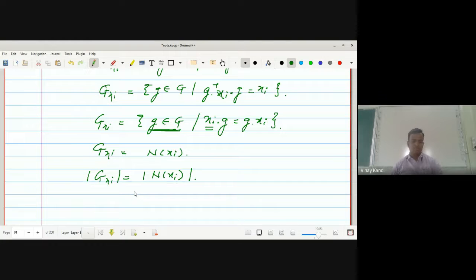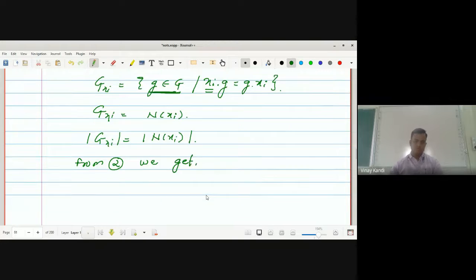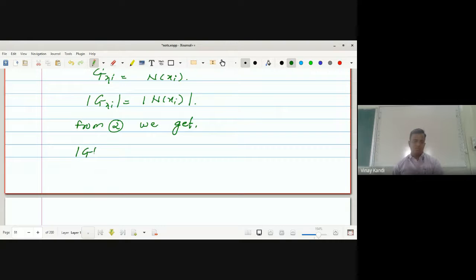So putting this in equation 2, from 2 we get: order of G is equal to order of Z of G plus summation i running from s plus 1 to r of order of G upon order of N of Xi. And this is another method to prove the class equation. Any doubt?